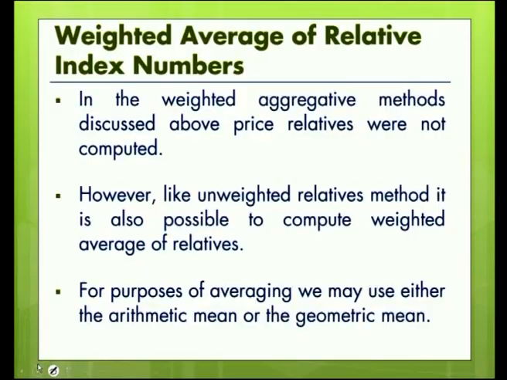In continuance with the study of calculating index numbers, the next method is the weighted average method of relative index numbers. In the weighted aggregative methods discussed above, price relatives were not computed. However, like the unweighted relatives method, it is also possible to compute the weighted average of relatives. For the purpose of averaging, we may use either the arithmetic mean or the geometric mean. The two central measures we are going to take into consideration are arithmetic mean and geometric mean. But compared to arithmetic mean, geometric mean is more valued, and it is taken into account for calculating the averages.